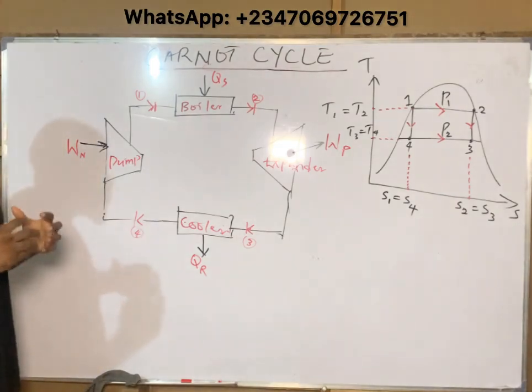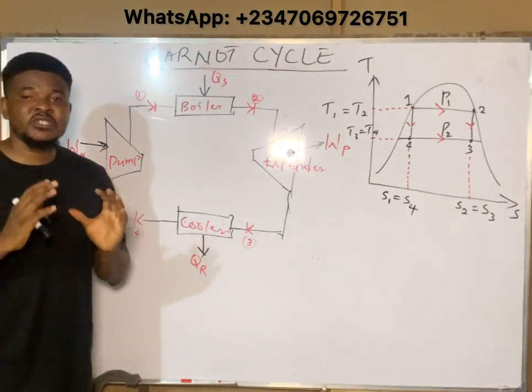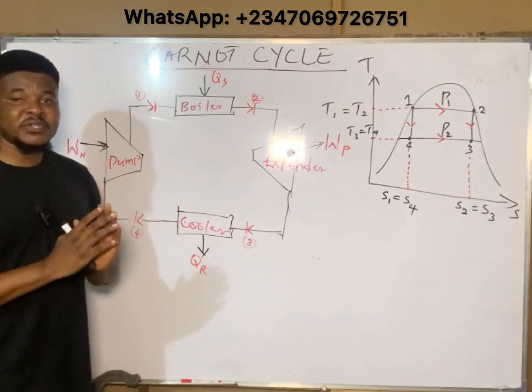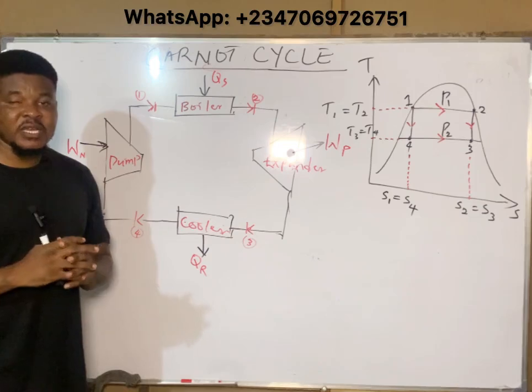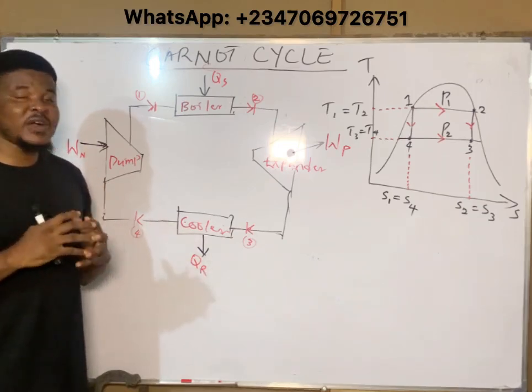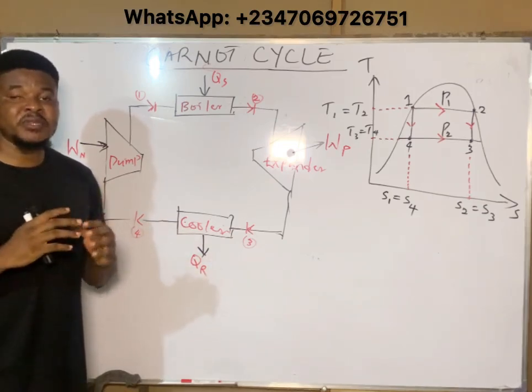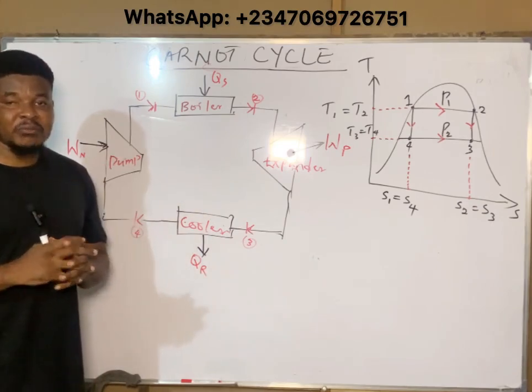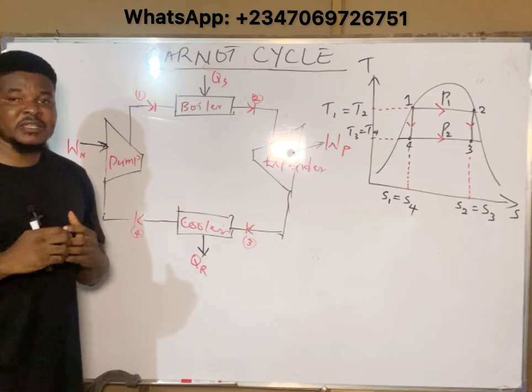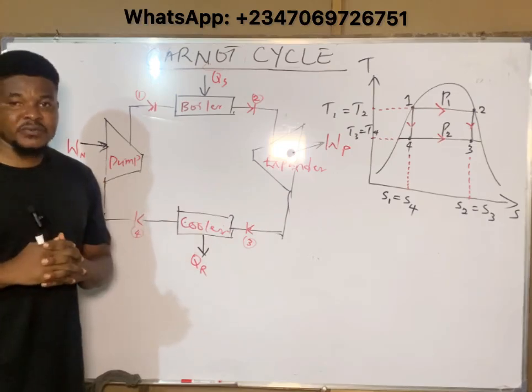Now, if your Carnot cycle problem is given just by pressures, the high pressure and the low pressure without temperatures, it means that all we need to solve our problems on Carnot cycle is going to be the enthalpies. Because with the pressures, you can find the value of the enthalpies using your steam table.